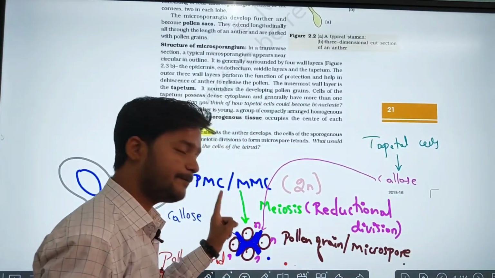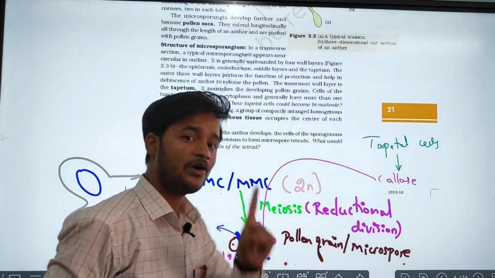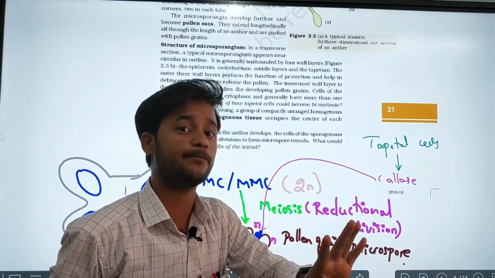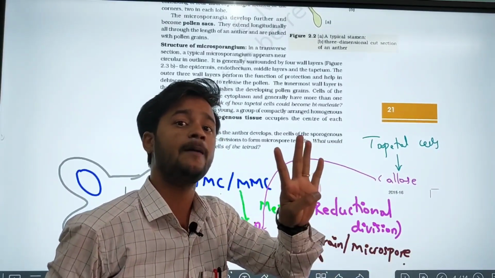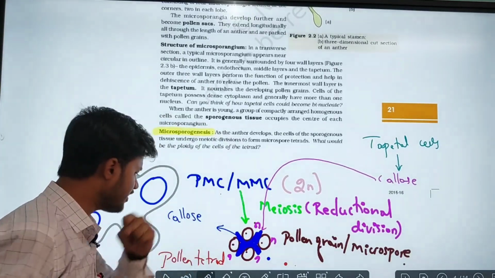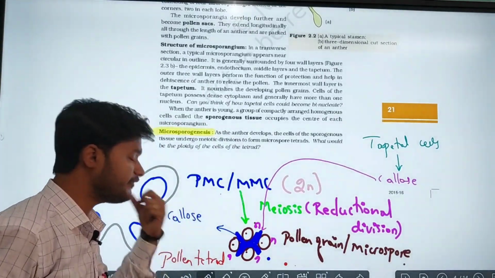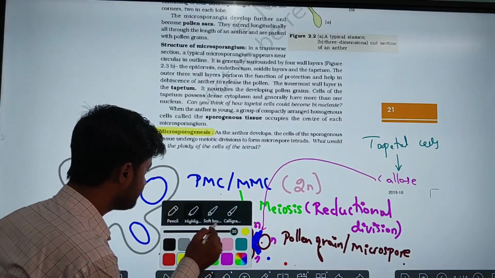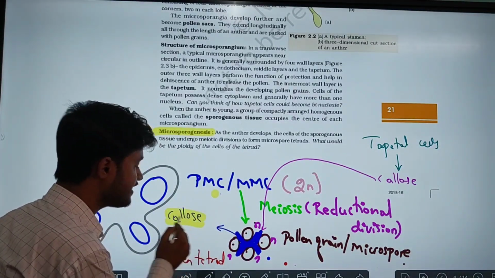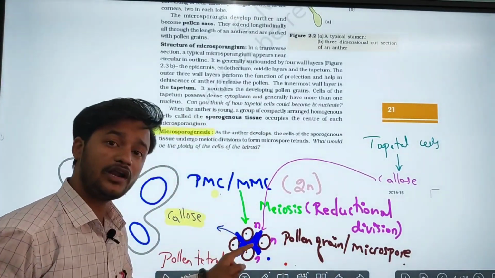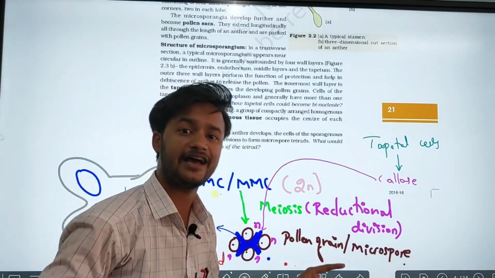So one pollen mother cell produces one pollen tetrad containing 4 haploid pollen grains or 4 haploid microspores, because of the polysaccharide called callose. So what is its function? Why is it present between the pollen grains? Because callose is one of the polysaccharides that protect the pollen grains from microbial attack.